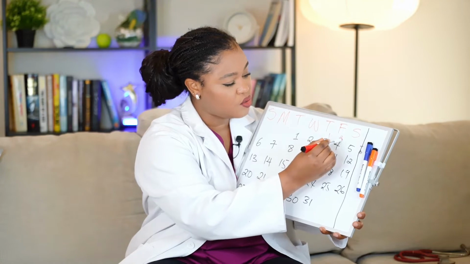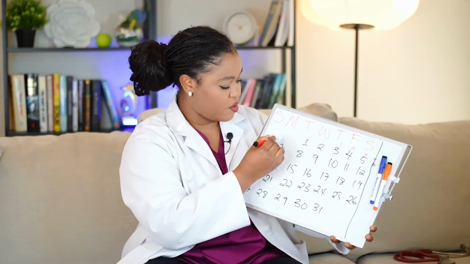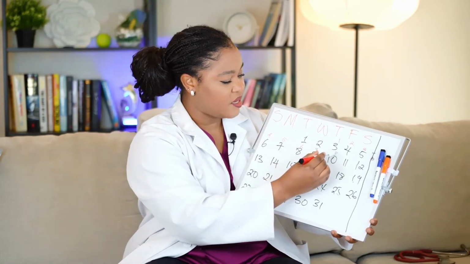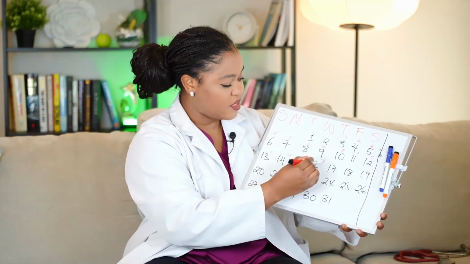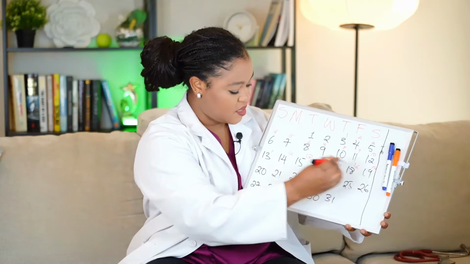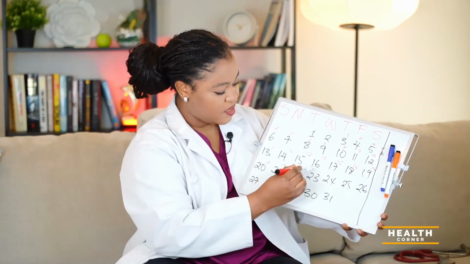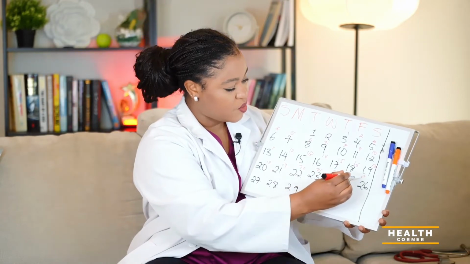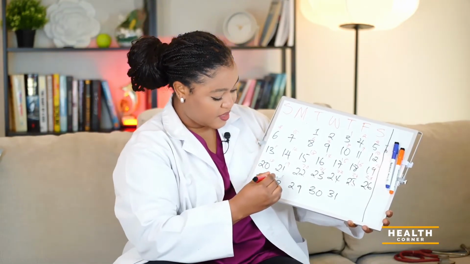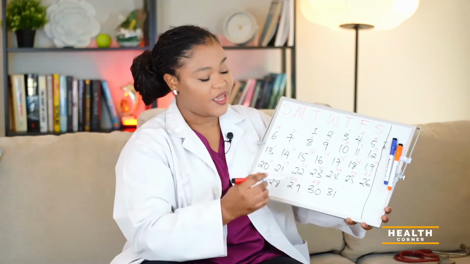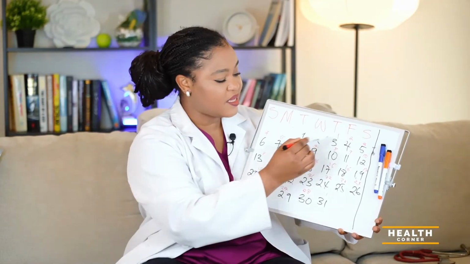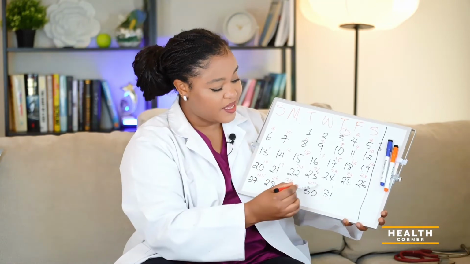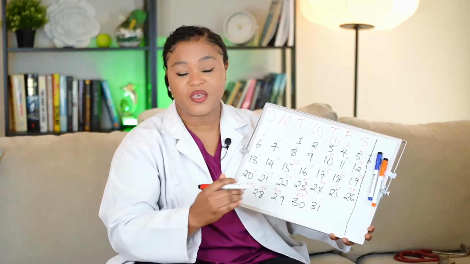So let's count 1, 2, 3, 4, 5, 6, 7, 8, 9, 10, 11, 12, 13, 14, 15, 16, 17, 18, 19, 20, 21, 22, 23, 24, 25, 26, 27, 28. It means you're expecting your next period. This is when the next period should come. So your cycle length is the first day of menstruation till the day before your next period. And this is very important for you to understand because it's like the base for everything.